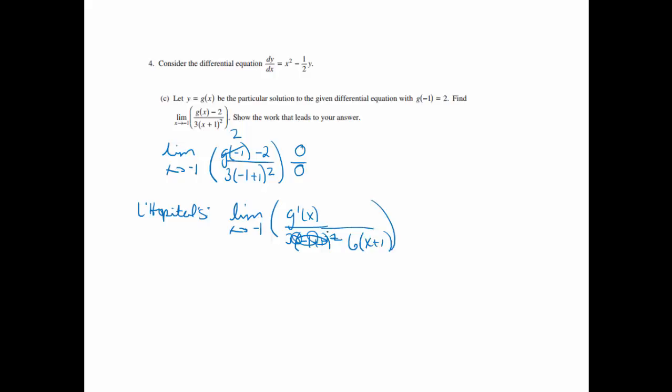Okay, and now if I plug in -1, I'll get g prime of -1 over 6 times negative 1 plus 1. So again, on the bottom I get 0. And on the top, g prime of negative 1, to get g prime of negative 1, I know that negative 1 goes with y value of 2.